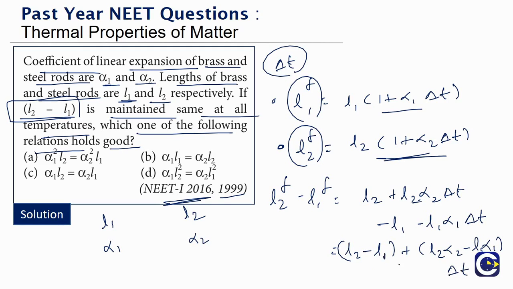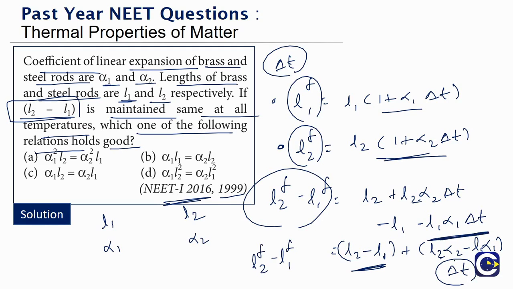Means this will be anyway a constant term. L2 alpha 2 minus L1 alpha 1 into delta T. So as temperature is changing, this delta T will be changing, which means the overall difference, this is the difference in length, right? So we'll see the difference in length will depend upon the temperature. It should not. If it's not to depend upon temperature, what is the only possibility? The term that is multiplying delta T should be 0, right? So what is the term that is multiplying delta T here? It is L2 alpha 2 minus L1 alpha 1. This must be 0. Means L2 alpha 2 should be equal to L1 alpha 1.